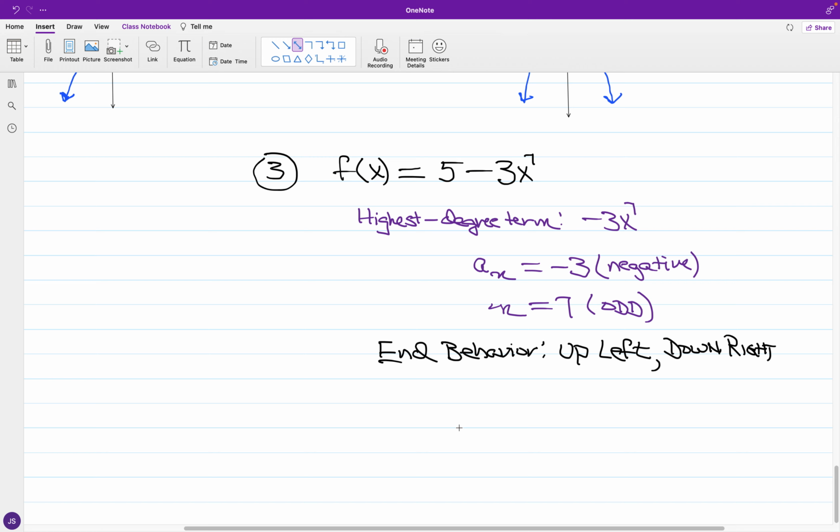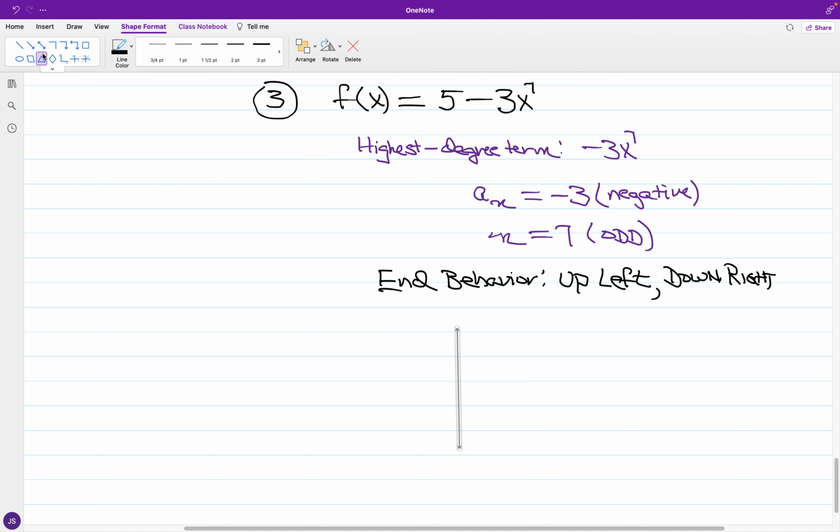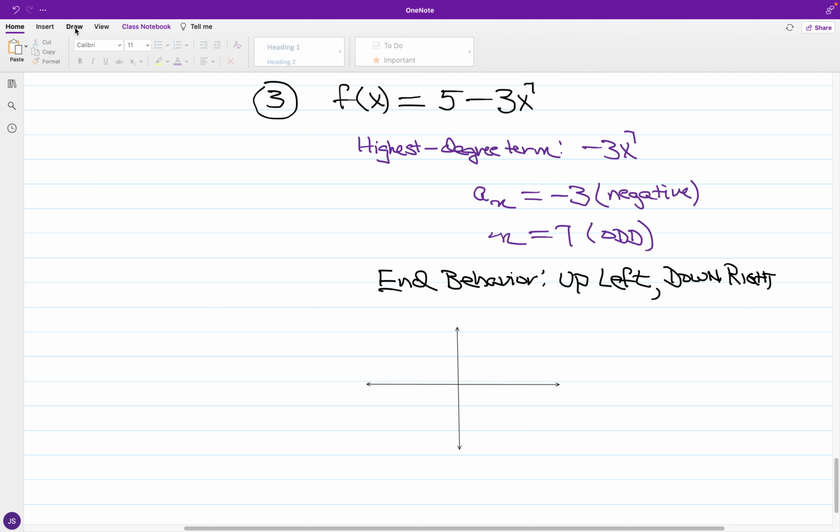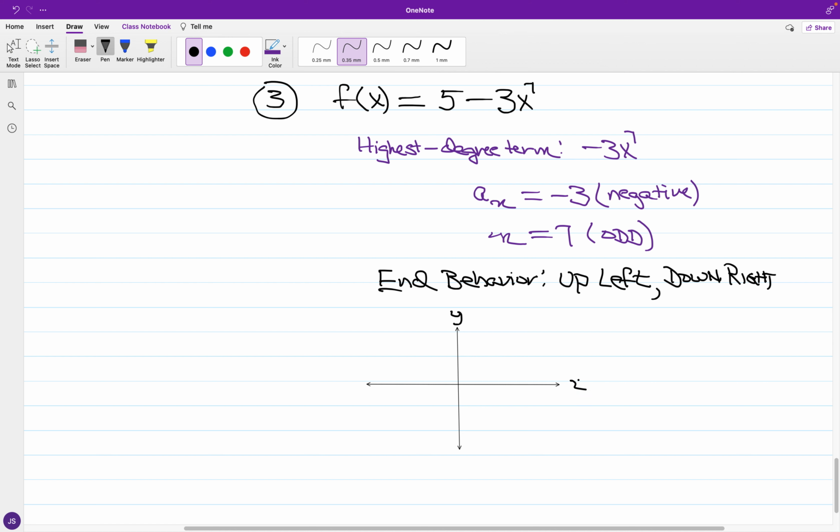And again, just for the general behavior of the graph of this polynomial function, you have the end behavior: up to the left and down to the right. This is what we have for f of x is equal to 5 minus 3 times x to the seventh.